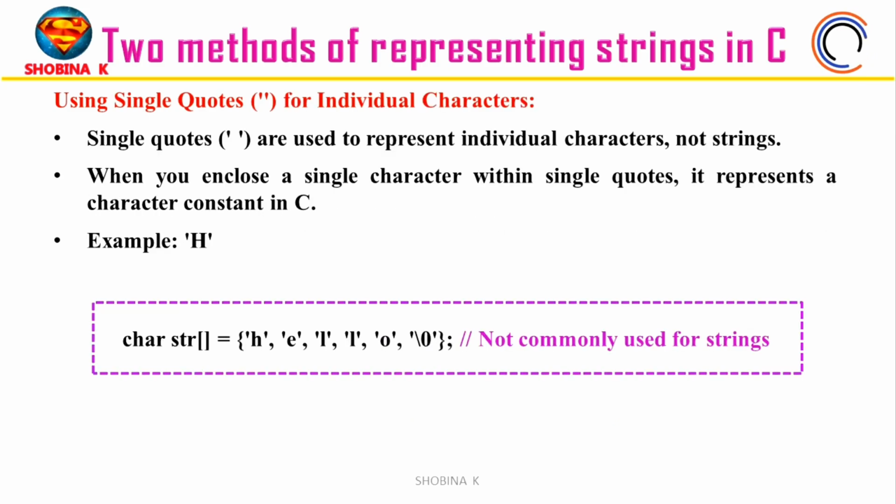And if we want to represent a string using single quotes, we need to declare an array of characters where each character is enclosed in single quotes. In this method, it doesn't include a null terminator automatically. Look at the syntax, and here we declared a character array named str and initialized it with individual characters, which are 'h', 'e', 'l', 'l', 'o', followed by the null terminator \0. However, this syntax is not commonly used for defining strings.